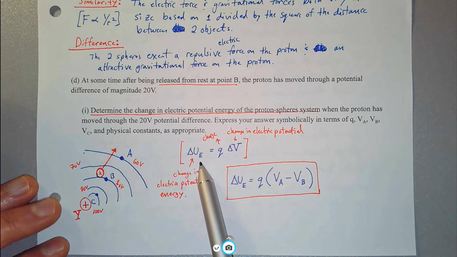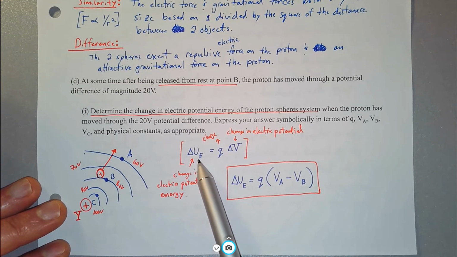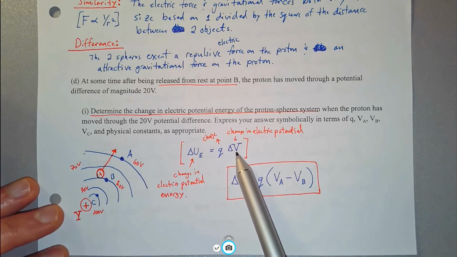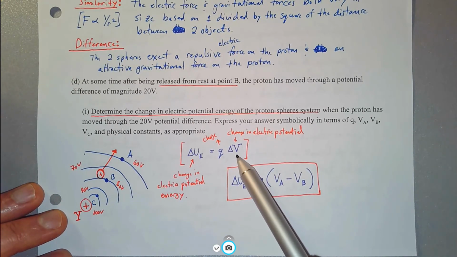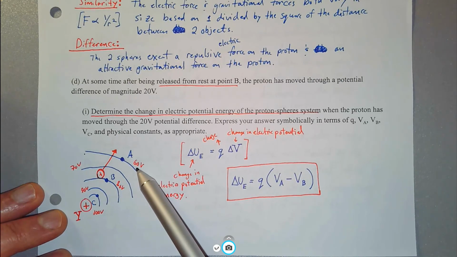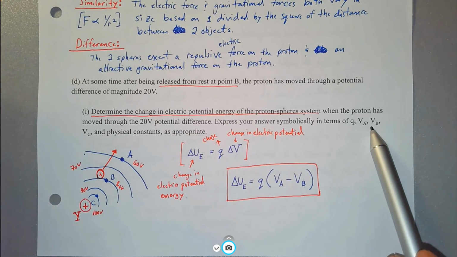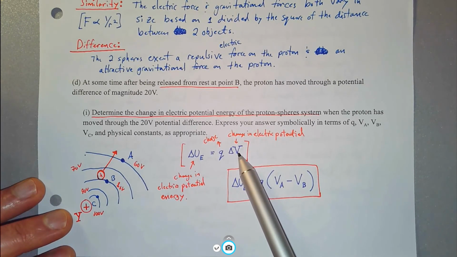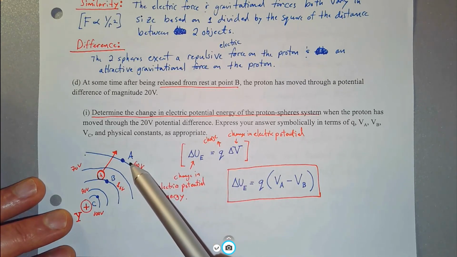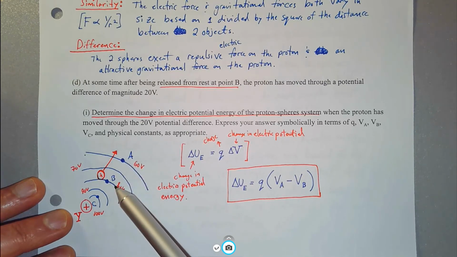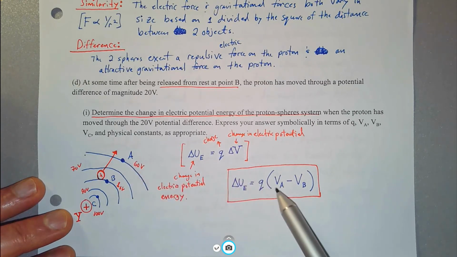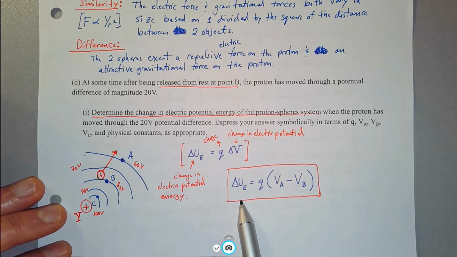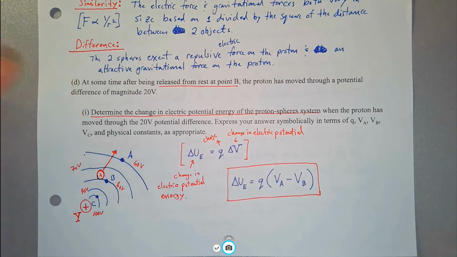Knowing that, we can use this AP Physics 2 equation that tells us how the electric potential energy will change if we multiply the charge that moves times the change in electric potential it moves through. So we know it moves through 20 volts, positive or negative. Well, the delta V will technically, in this case, be negative. But we're expressing this in terms of the given variables, so we have to put this in symbolic form. The charge is just Q. We just leave that alone. And what's the change in electric potential? Well, the change in any value is the final value minus the initial value. In the end, it reaches VA. In the beginning, it was at VB, so the change in electric potential will be the final electric potential, VA, minus the initial electric potential, VB. So this expression right here represents the change in electric potential energy of the proton-sphere system in the situation that they described to us.